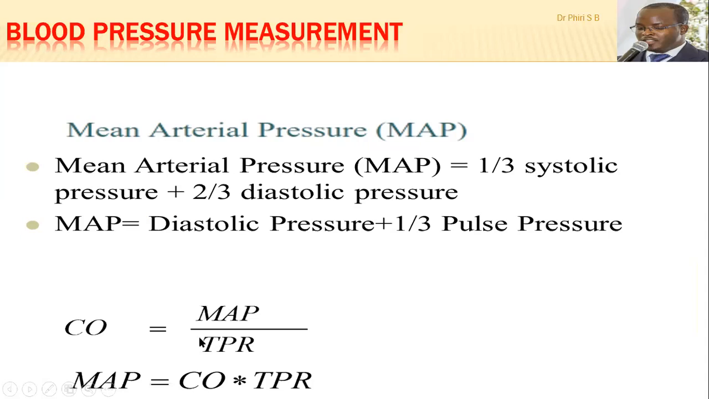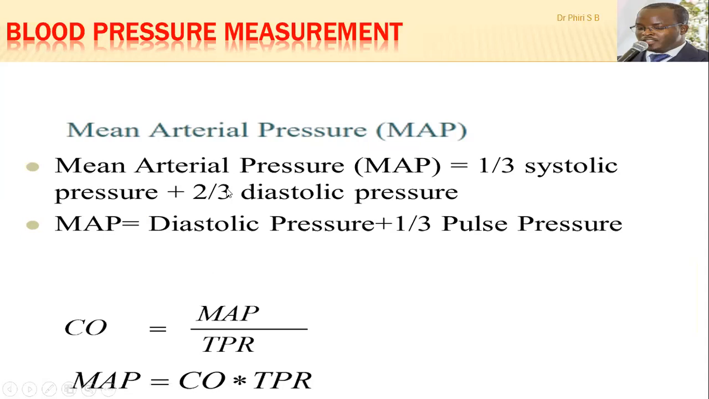If you make the mean arterial pressure the subject of the formula, you just cross multiply here. So it means that your mean arterial pressure will be equal to the cardiac output multiplied by the total peripheral resistance. So in a question, if I give you cardiac output and total peripheral resistance, you should be able to calculate the mean arterial pressure.